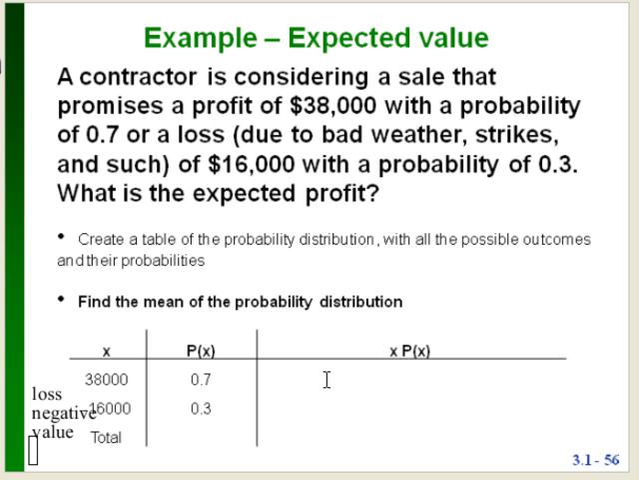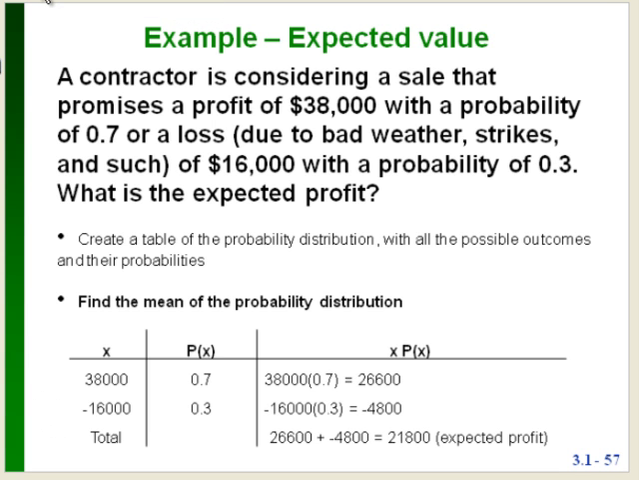So now for our expected value, or expected profit, we just need to go through and use that procedure we talked about to find the mean, or the expected value. So we're going to multiply across with each one of these. So in the first row we get 26,600. In the second row, notice we get a negative number because our 16,000 was negative. So we get negative 4,800. If we add those two, we get 21,800. And that is our expected, or the contractor's expected profit.